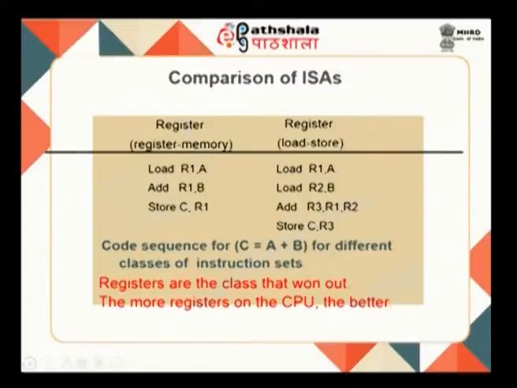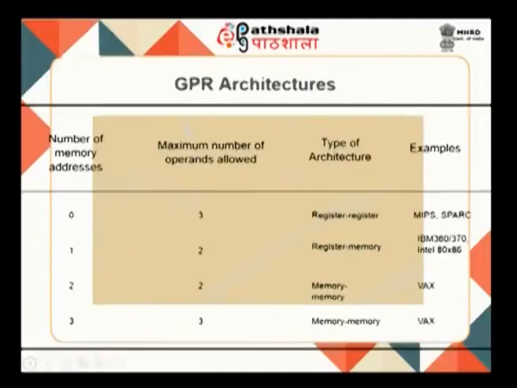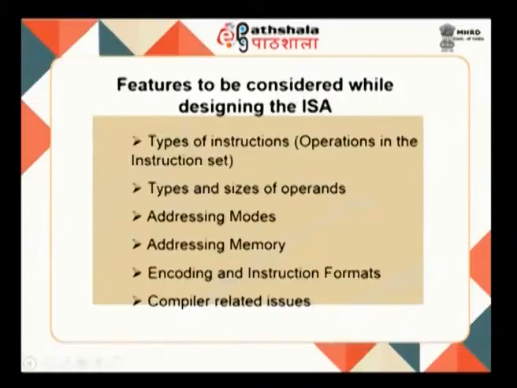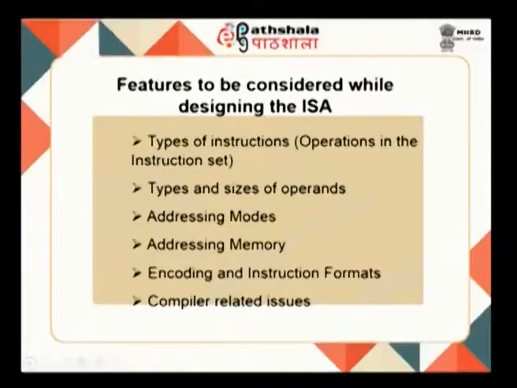Now, the more registers on the processor, the better. So, this gives you an example of the GPR architectures. It gives you the number of memory addresses, the maximum number of operands allowed, the type of architecture used, and example architectures. Now, once we have a feel of what an ISA is, first of all we are going to look at what are the different features that need to be considered while designing the instruction set architecture.